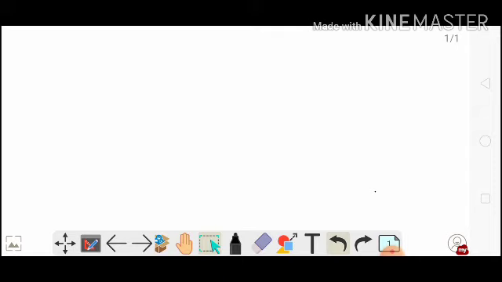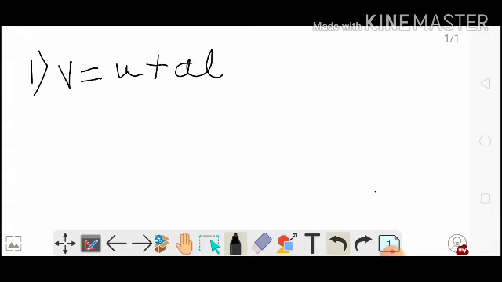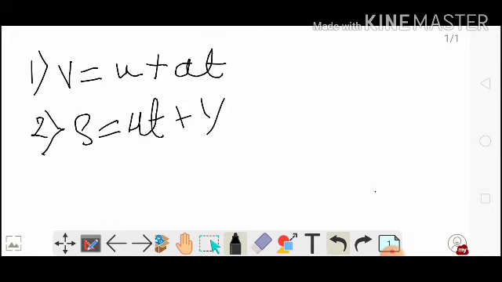The equations were, first one was v is equal to u plus at, where v is the final velocity of the object, u is the initial velocity, a represents the acceleration, and t represents the time interval. The next one was s is equal to ut plus half at square, where u is the initial velocity, same t is the time interval, a acceleration, and s displacement.